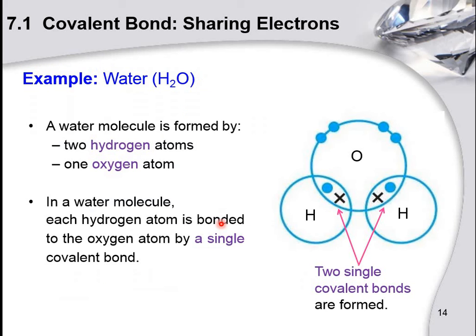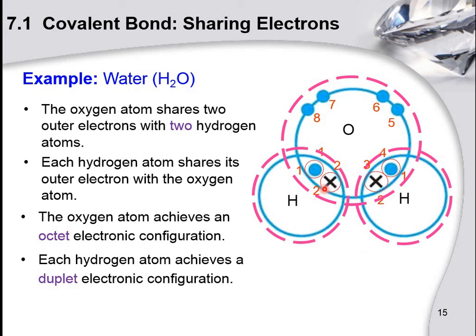How about now we have different elements, which means you have hydrogen and oxygen, for example, water. A water molecule is formed by 2 hydrogen atoms and 1 oxygen atom. In a water molecule, each hydrogen atom is bonded to the oxygen atom by a single covalent bond, which means they share 1 electron from each hydrogen atom and 2 electrons from the 1 oxygen atom. 2 single covalent bonds are formed.